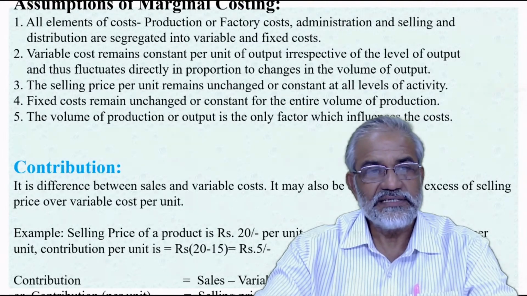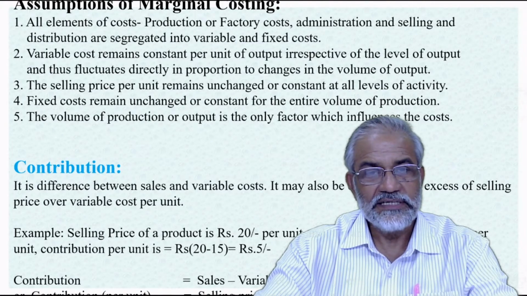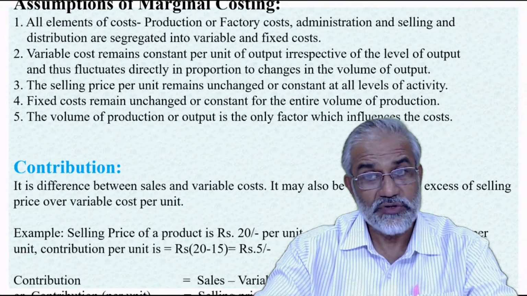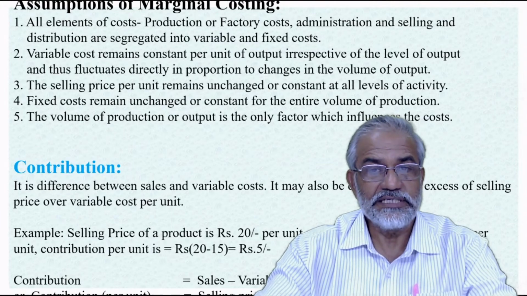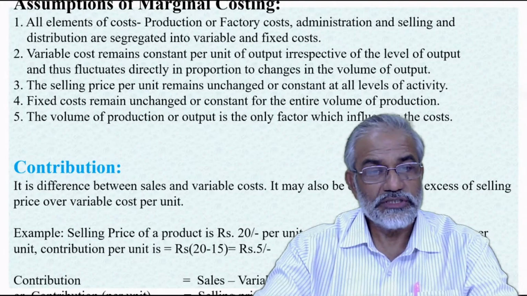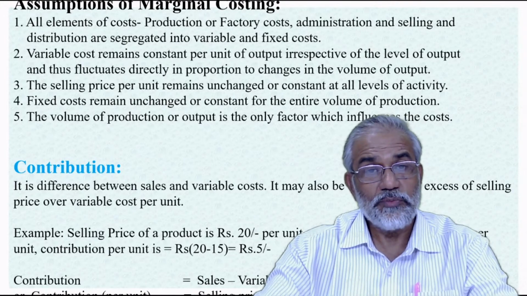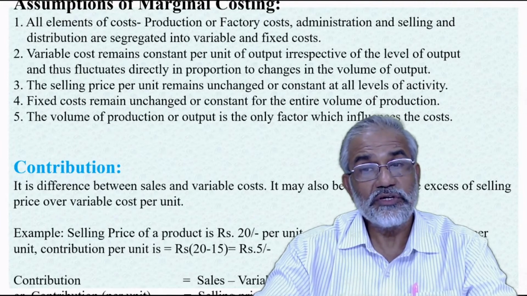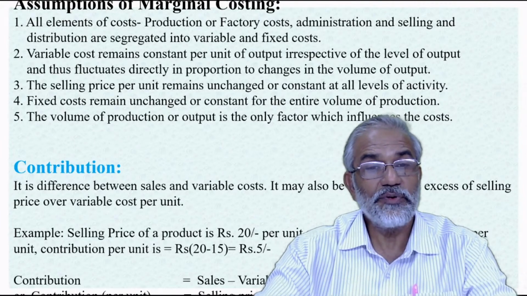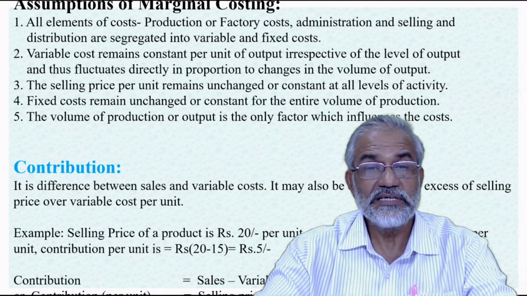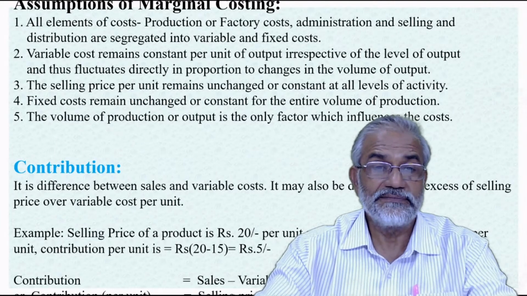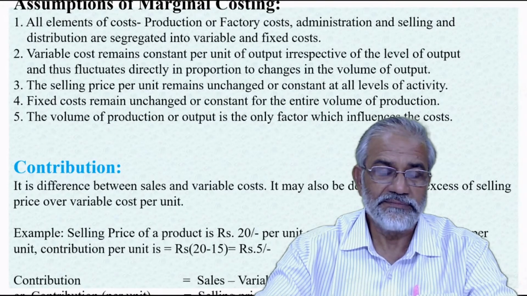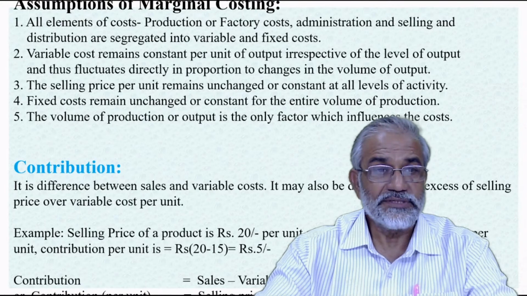The third assumption is the selling price per unit remains unaltered or unchanged, or it remains constant at all levels of activity. Whether the volume of production is 100, 1000, 10,000, or 1 lakh, the per unit selling price will remain unchanged. It will remain constant. That is another assumption of marginal costing. Otherwise, it will not work out properly. That is the third important assumption.